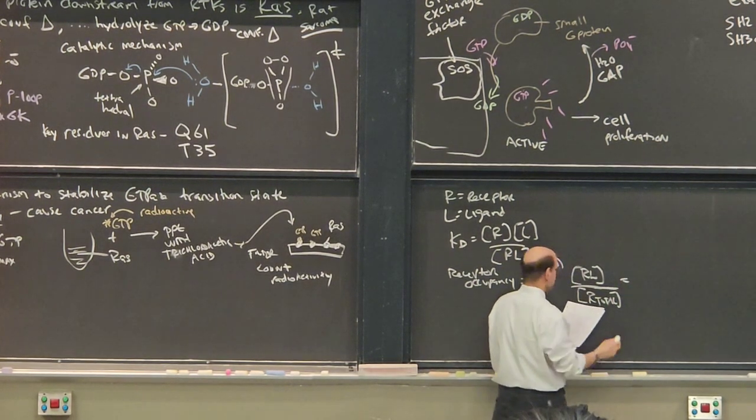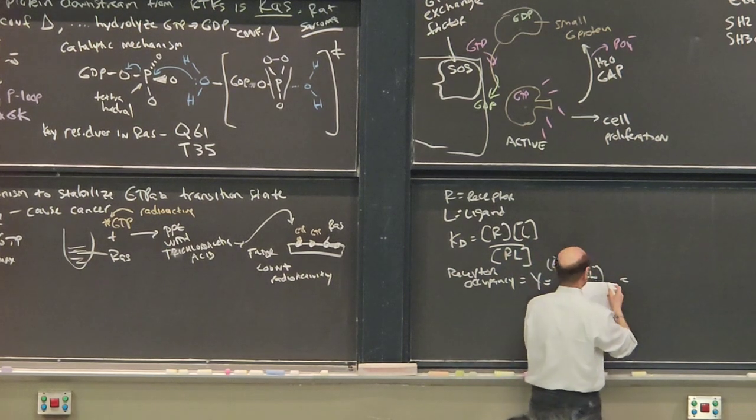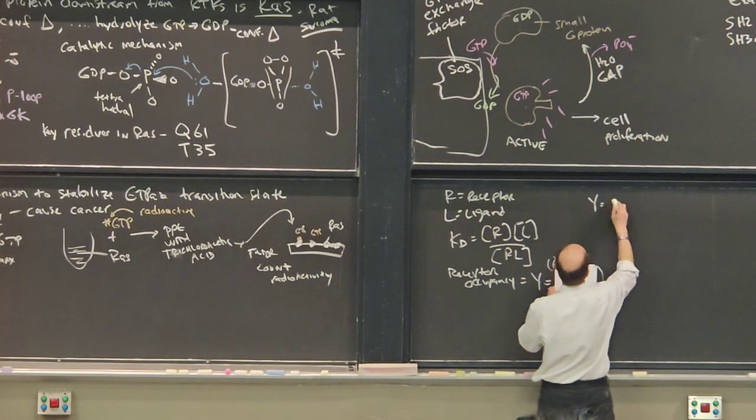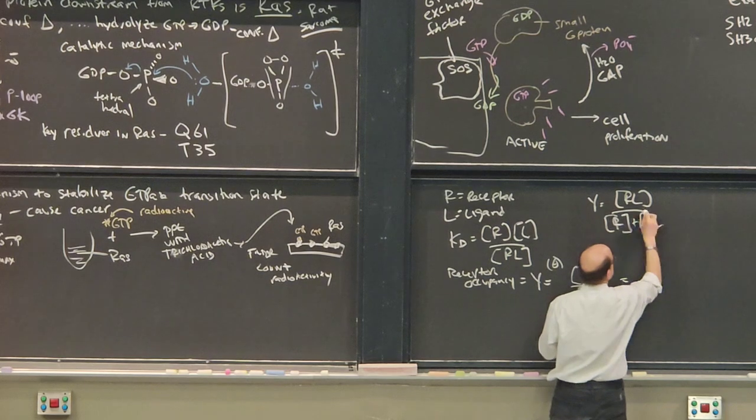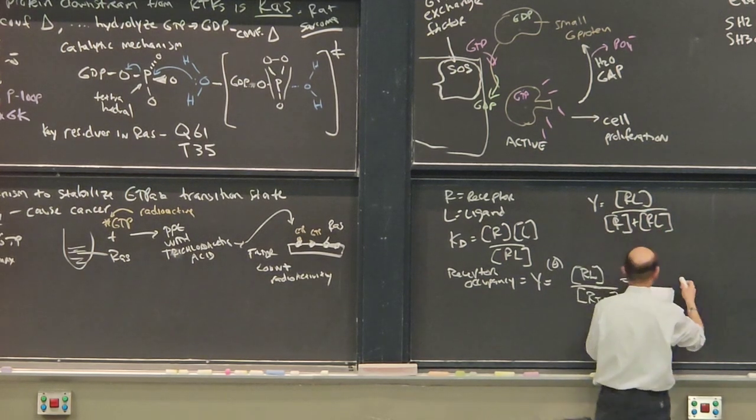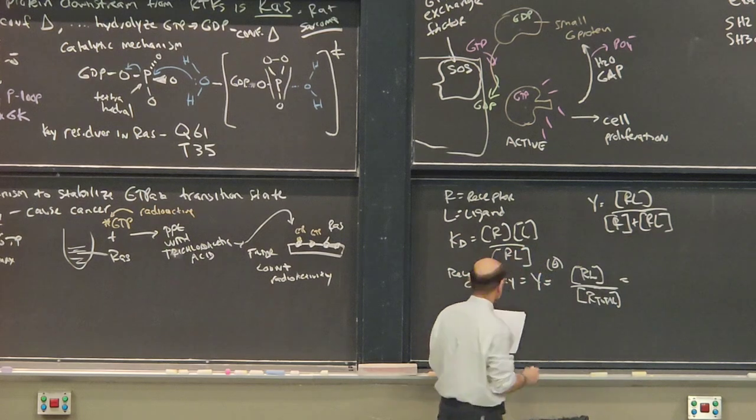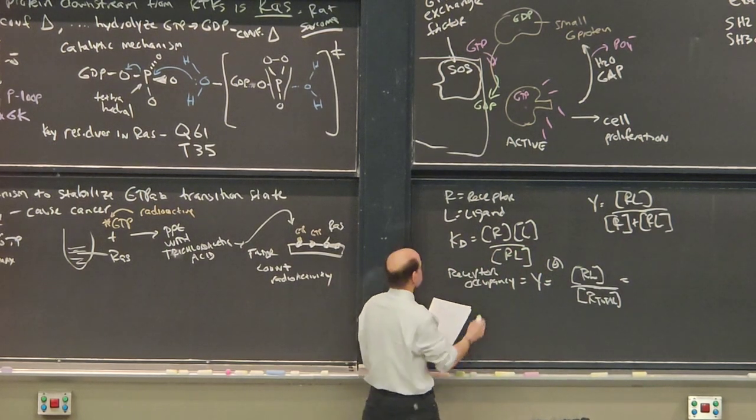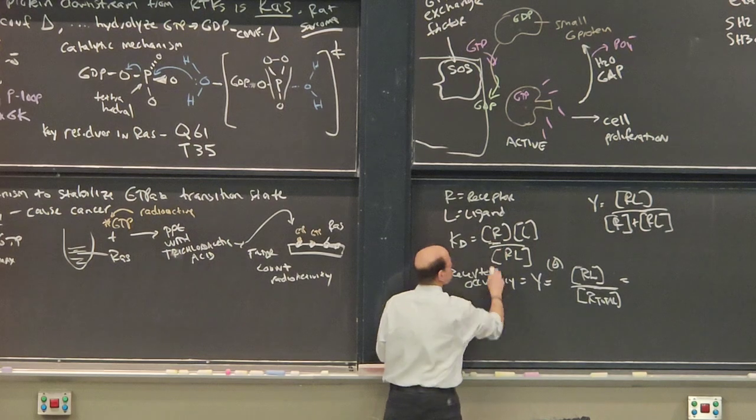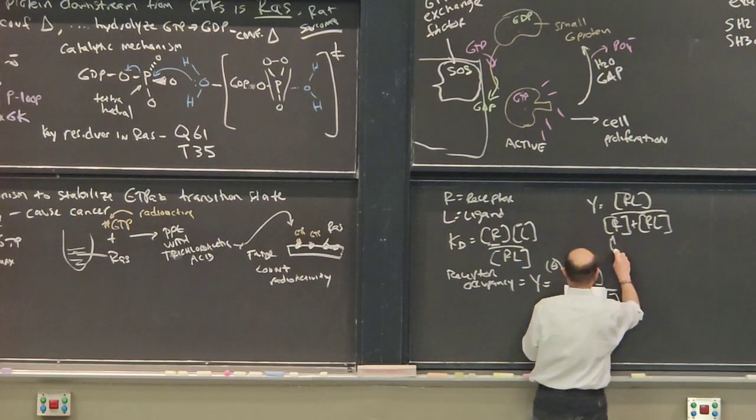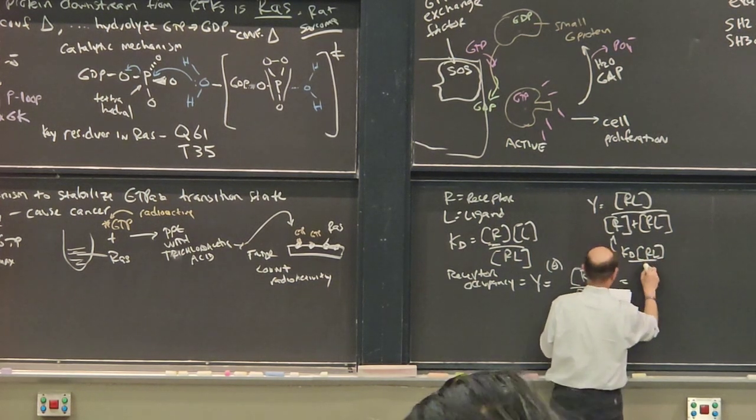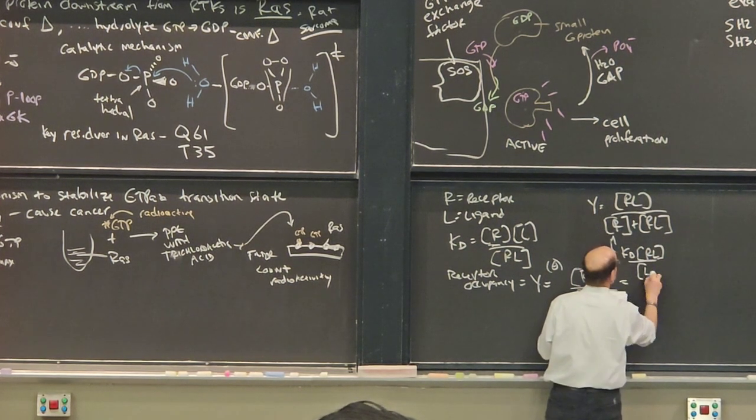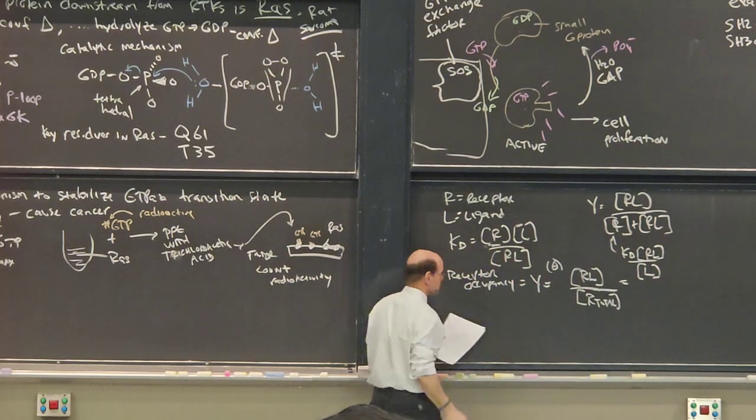And this is, of course, just equal to, I'm going to write y equals the amount of bound receptor over the total amount, which is the amount of free receptor plus the amount of bound receptor. I'm going to substitute in for receptor, for R. I'm just going to substitute in R here as Kd times RL over L. All I'm doing is substituting from this equation.